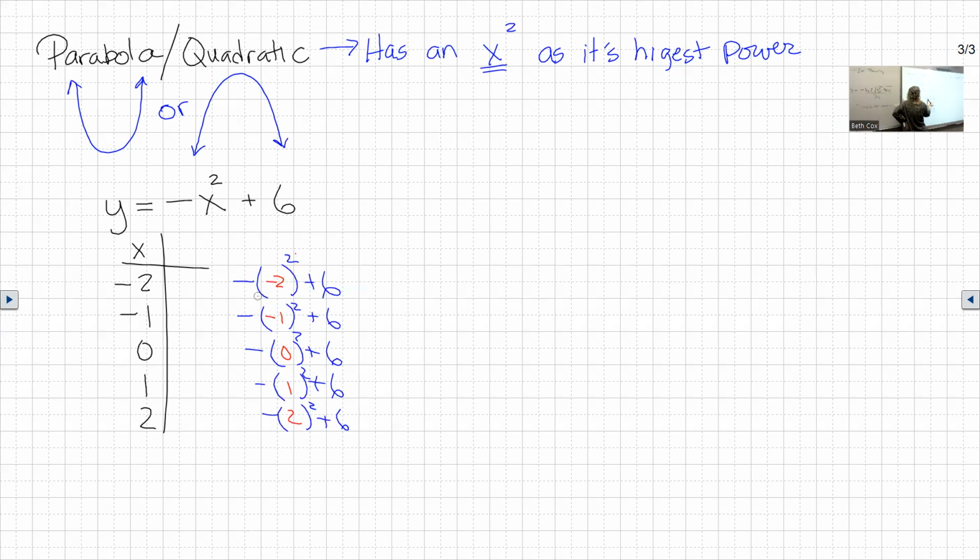This is +4 and then negative. So this is -4 plus 6, which is 2. Is that what you got? And we have 1. This right here is 1 and then stick a negative. So it's -1 plus 6, which is 5. 0 plus 6 is 6. This is going to be 5 and this is going to be 2.